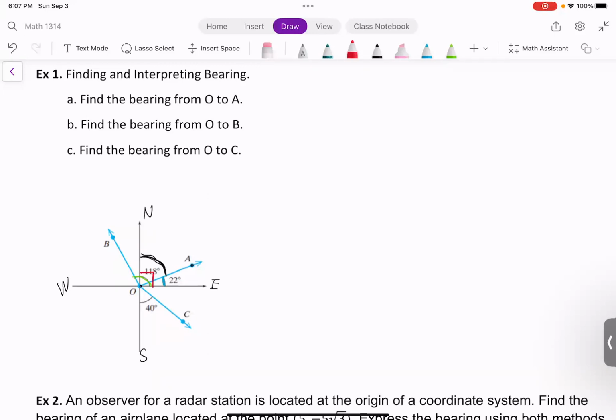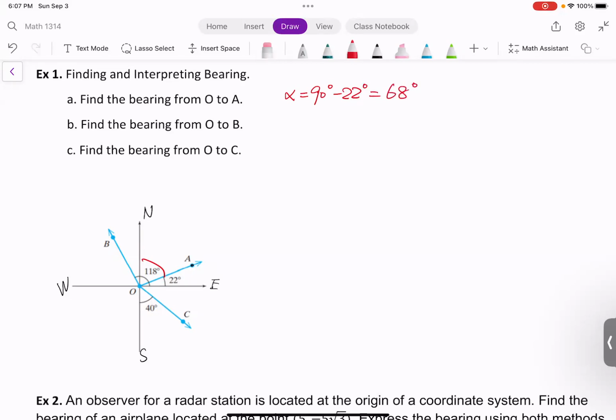So look at this. In this right triangle, 90 degrees equals this one plus this one. All right, I can find the bearing here, the angle here. So this angle, we say this is alpha equals 90 degrees minus 22 degrees. This is 68 degrees.